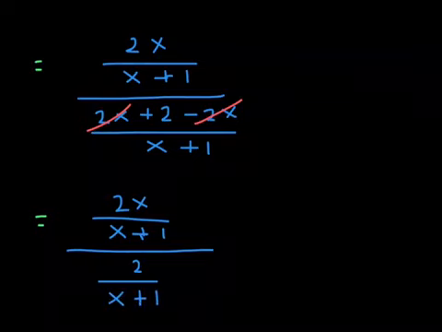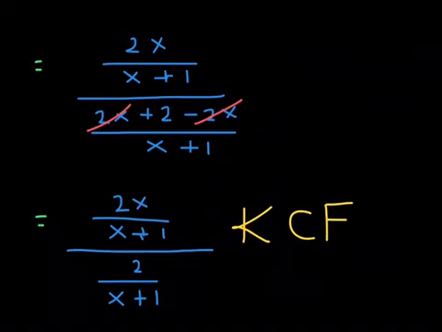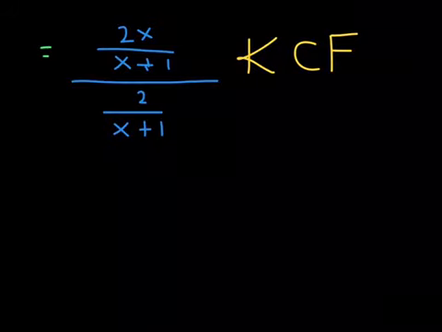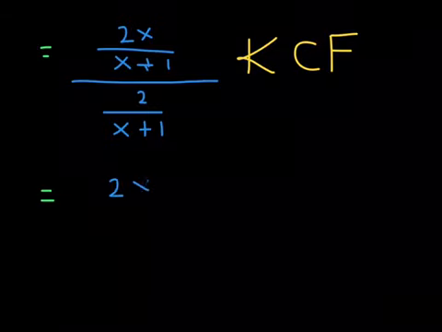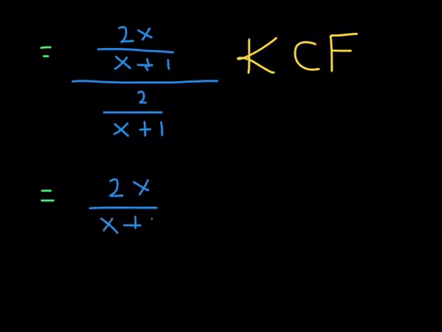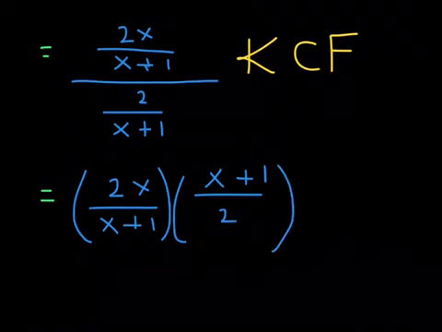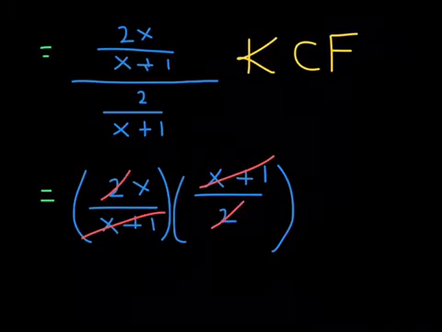And then you can KCF here like we did earlier. Keep, change, flip. Okay, keep, change, flip. So then you're going to have, let's see, keep the first fraction the same. Change to multiplication and flip the second fraction, which is the reciprocal. All right, and you can see now that x plus 1 divides out with x plus 1, 2 divides out with 2, and bingo, all you're left with here is x.